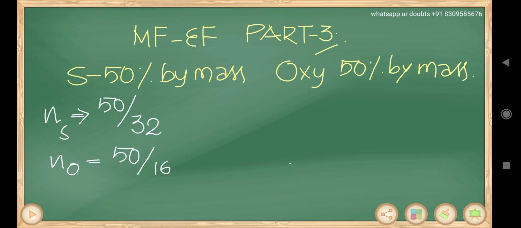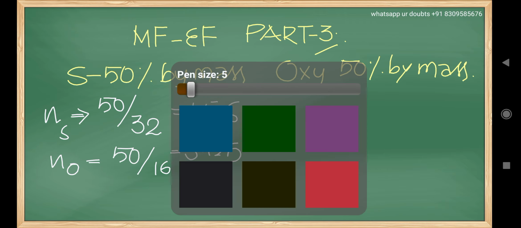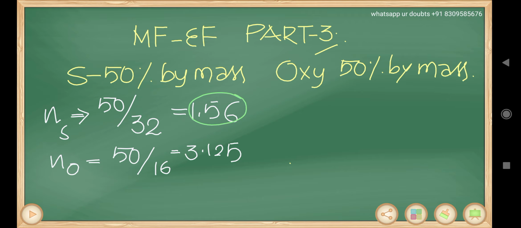50 divided by 32, 1.56. 50 divided by 16, 3.125. So these are the number of moles. After finding the number of moles, just see which is smaller in number. Divide these two values by the smaller number so that you can get a simple ratio.